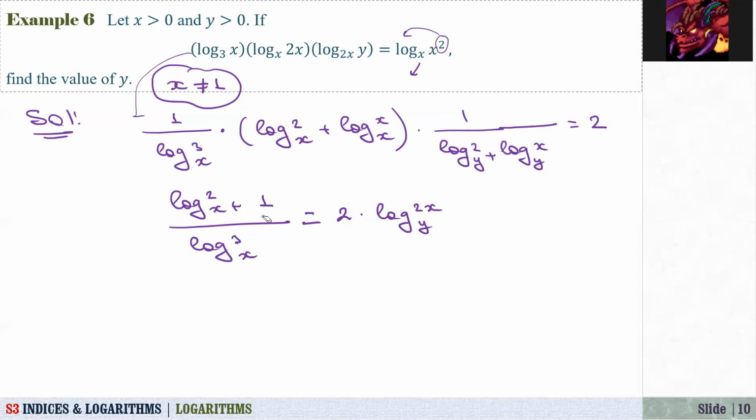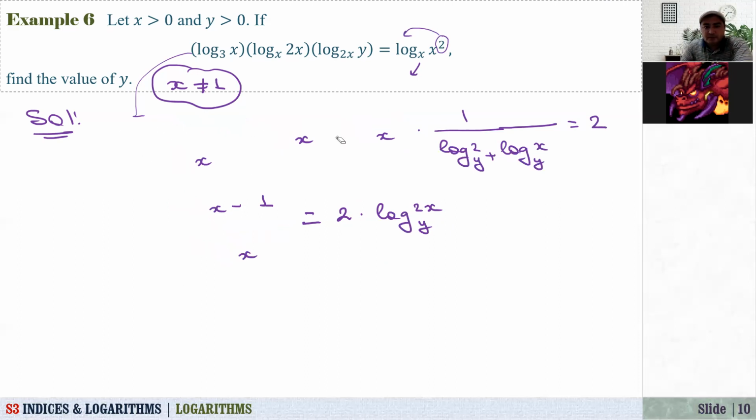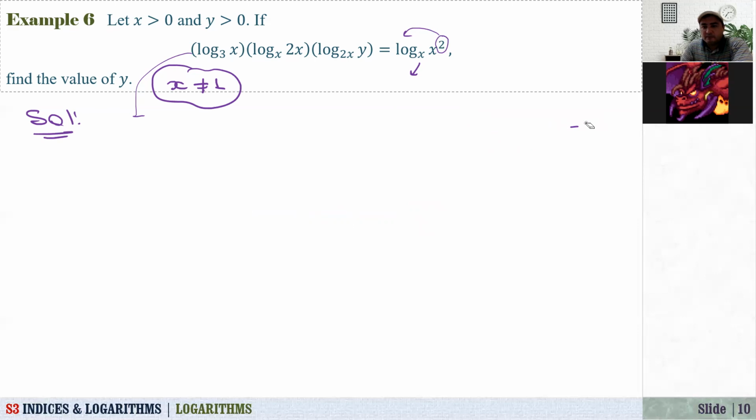Oh, I got a different idea here. We can do something else. Okay, now I see this. We have a shorter way of solving this question.